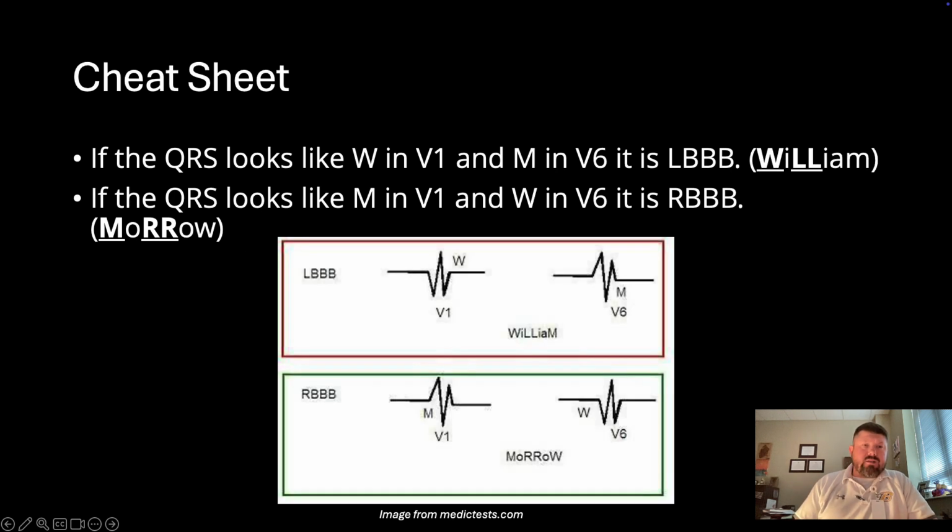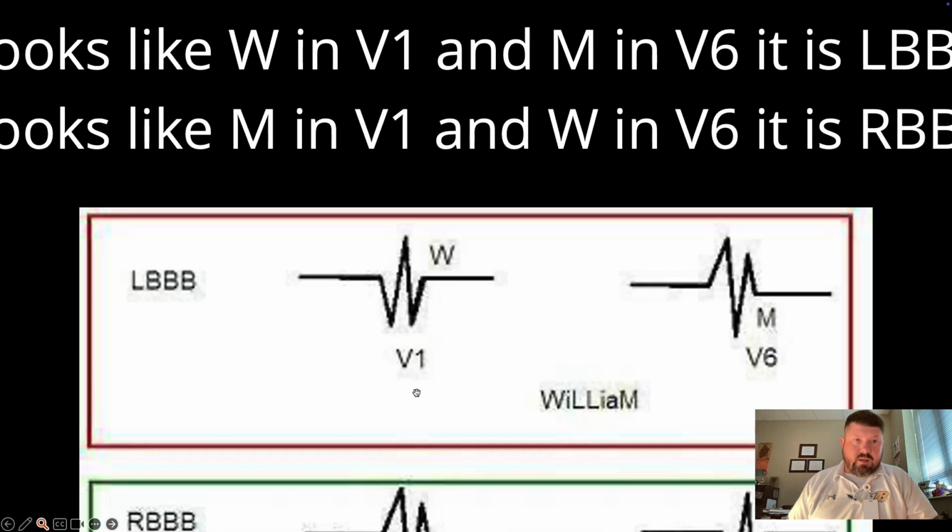If the QRS looks like a W in V1 and an M in V6, it's a left bundle branch block. This is called the William method. And if the QRS looks like an M in V1 and a W in V6, this is a right bundle branch block, or the Morrow method. So this is what we're talking about here.